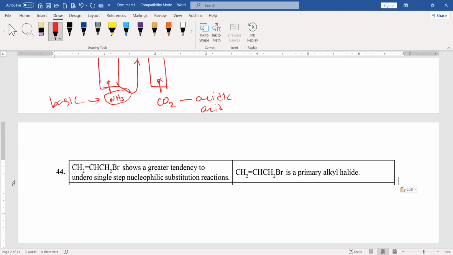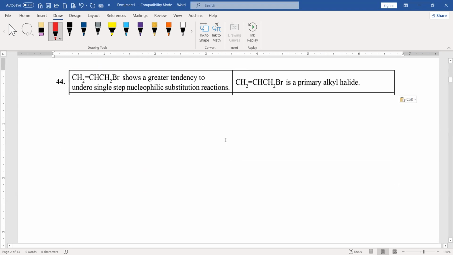CH2=CH-CH2Br. This is an unsaturated halide, an organic compound containing a halogen. It shows a greater tendency to undergo single-step substitution reaction. Remember that there are two such reactions related to the alkyl halide. This is an unsaturated alkyl halide. If we take the saturated one, normally remember that the reaction will be fast if the product you can obtain, or the intermediate, is stable in this case.